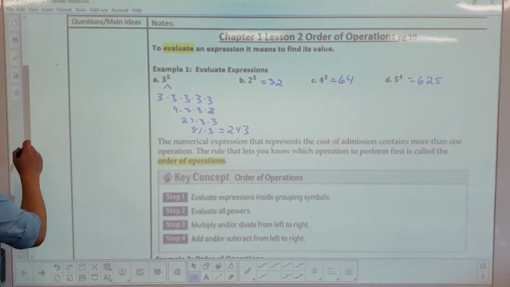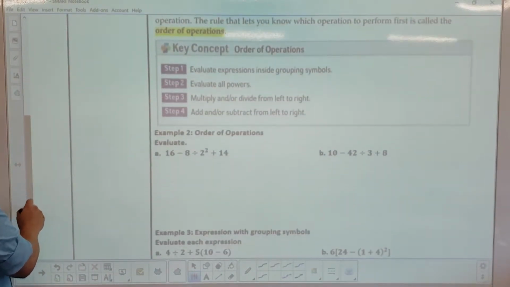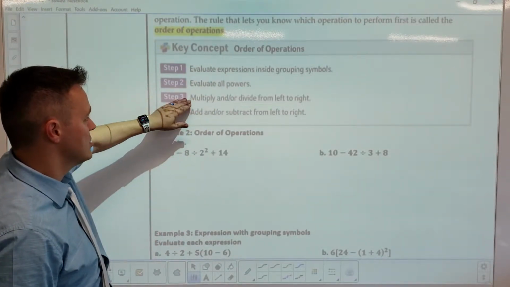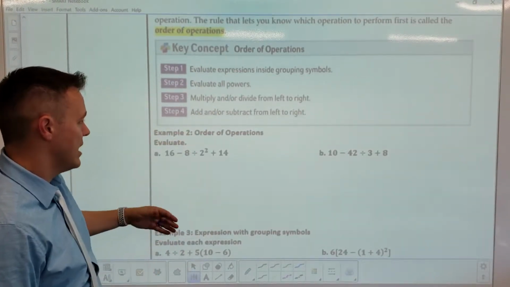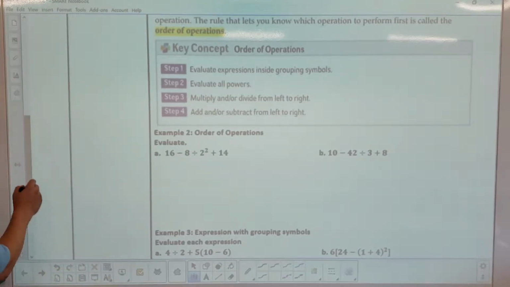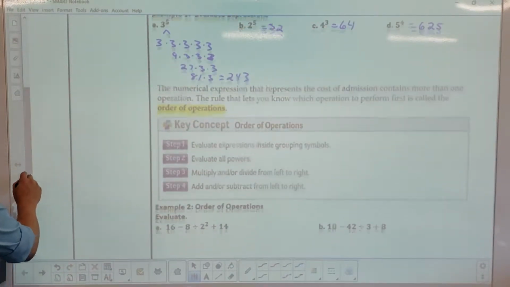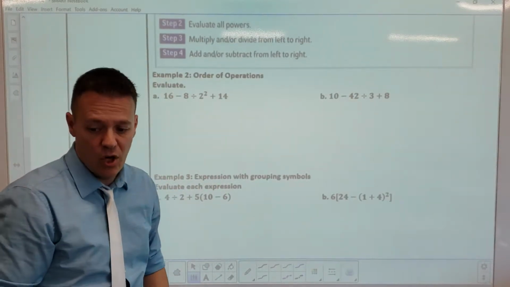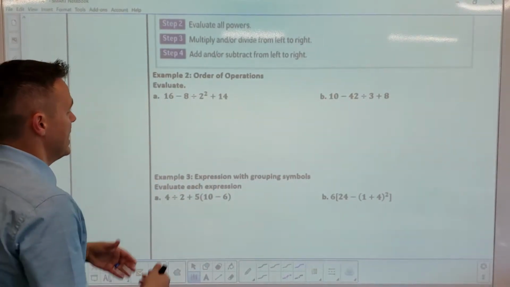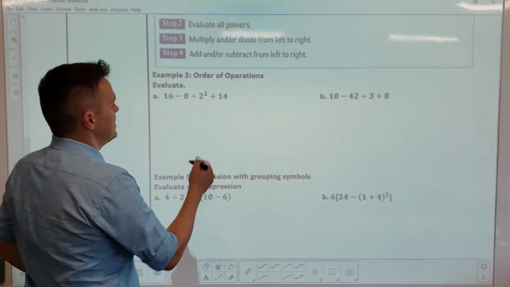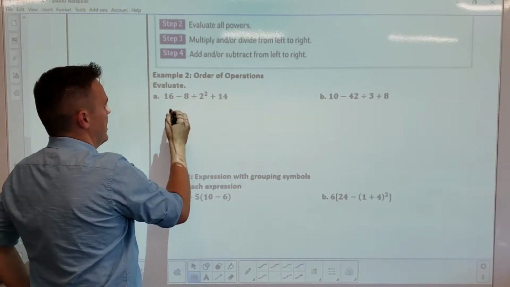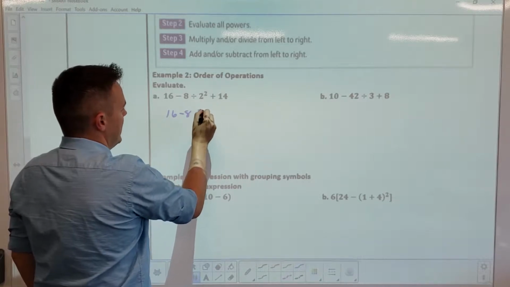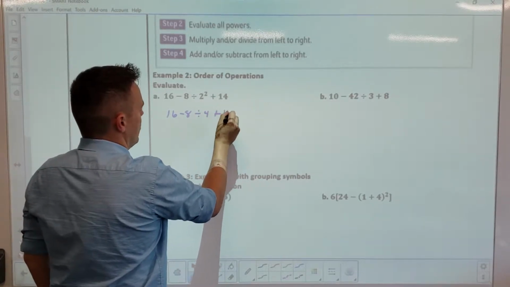Okay, so now we're going to evaluate expressions. You need to do grouping first, evaluate the powers, multiply or divide, then add or subtract from left to right. First and foremost, see if there's any grouping. For letter A here, are there any groupings? The answer is no, there is not. So next step, evaluate the powers. You have a power here, 2 to the power of 4. So it'd be 16 minus 8 divided by 4 plus 14.